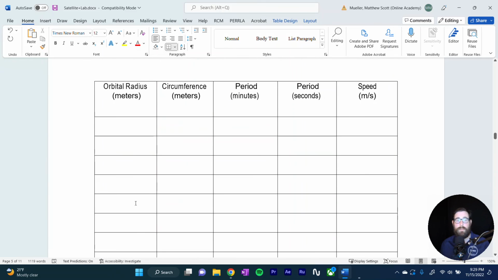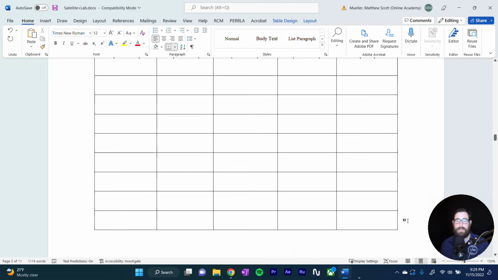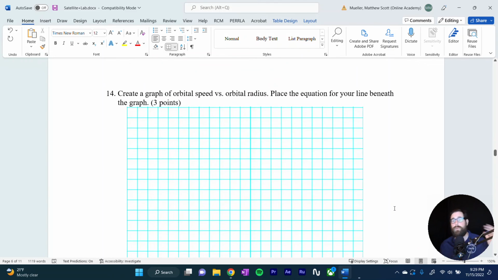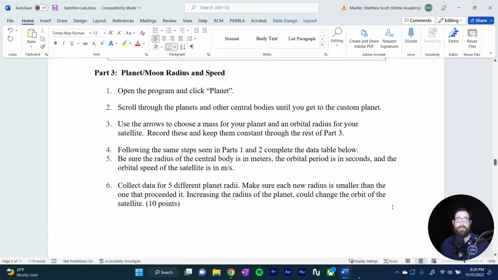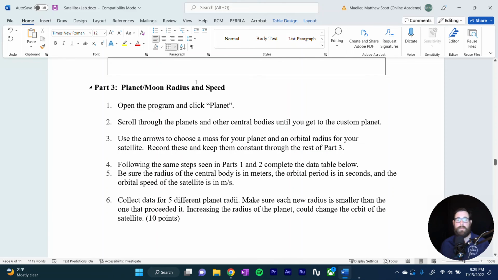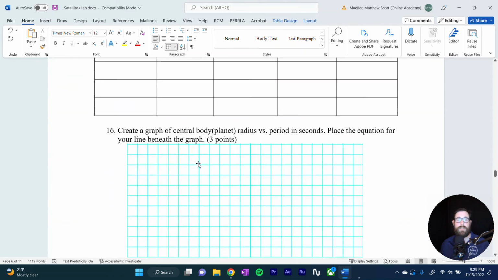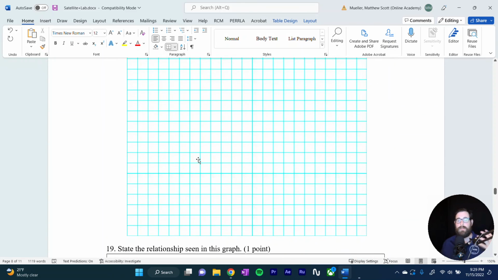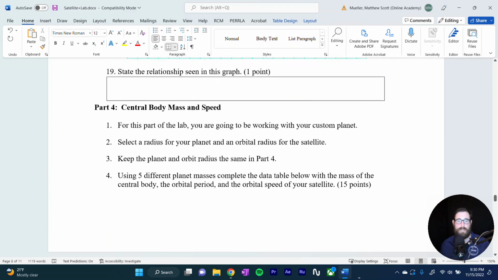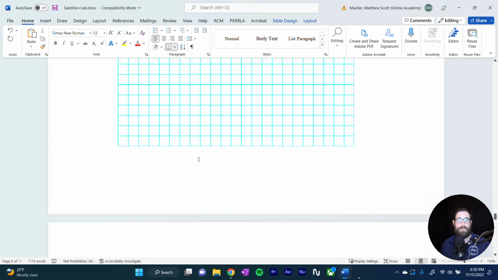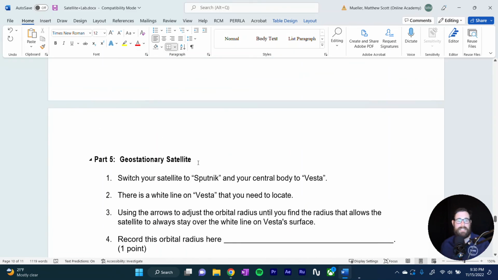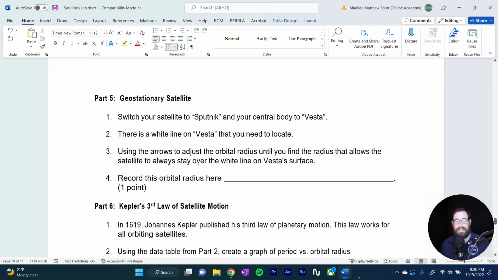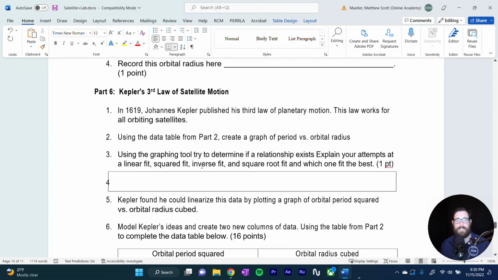And then I'm going to make a chart again. So here I'm going to record the orbital radius. I'm going to calculate the circumference. I'm going to measure the period, and I'm going to calculate the speed. And then guess what? We're making some more charts. Okay, we're looking for the relationship. Then we're going to do planet moon radius speed. So we're going to do the same thing with a different planet, see what happens. Again, it's a lot of collecting data, creating charts. That's what you're going to do through this lab. And that's what a lot of science is. It's a lot of data collection, a lot of analysis of the data and making connections to the relationships.